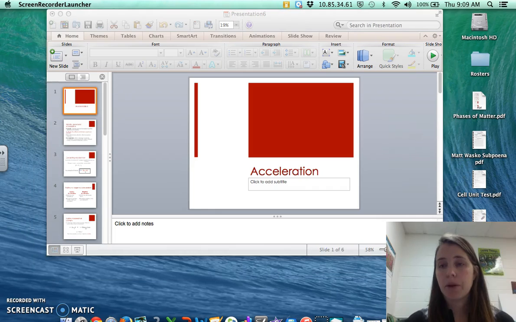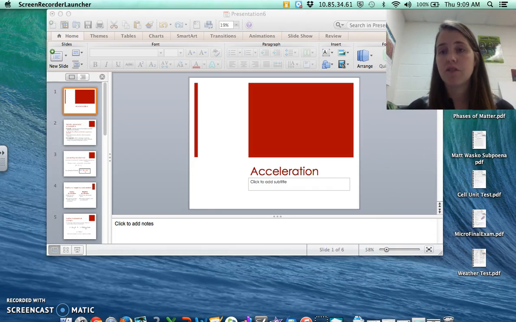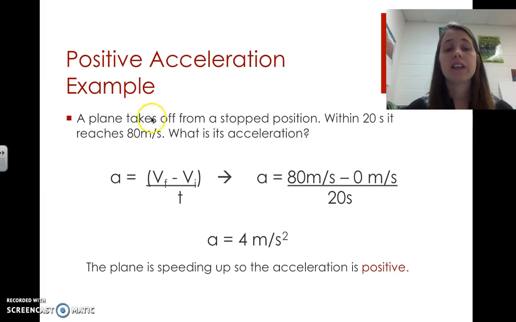So here's an example that we can calculate out, just a very easy example. A plane takes off from a stopped position. Within 20 seconds, it reaches 80 meters per second. What is its acceleration? Here we can identify the pieces. Do we have a final velocity? It reaches 80 meters per second, so that's our final velocity. Our initial velocity, well, we know it was stopped, so when something is stopped, its velocity is 0. So we have our final, we have our initial. Do we have our time? Within 20 seconds, yes.